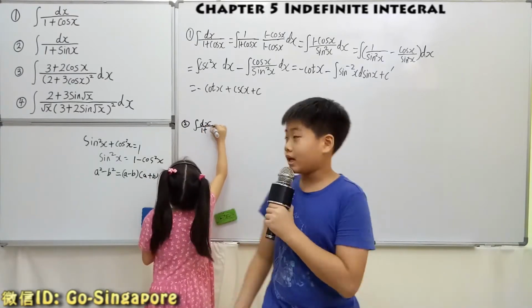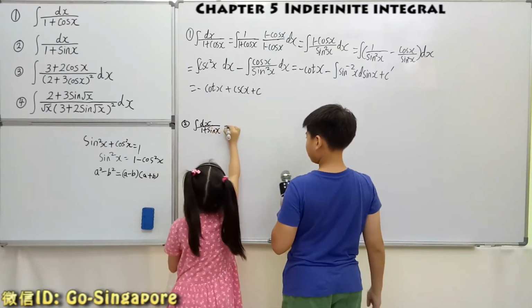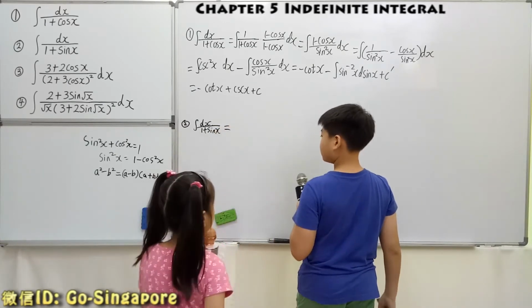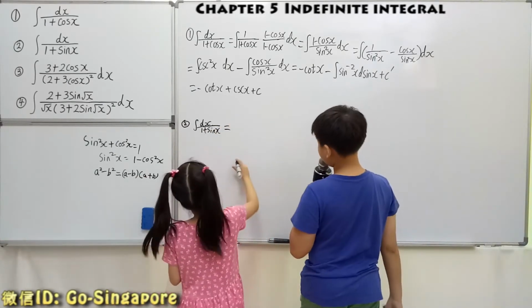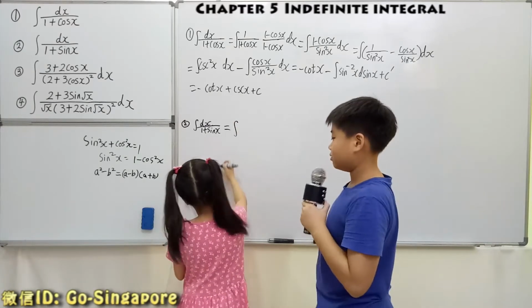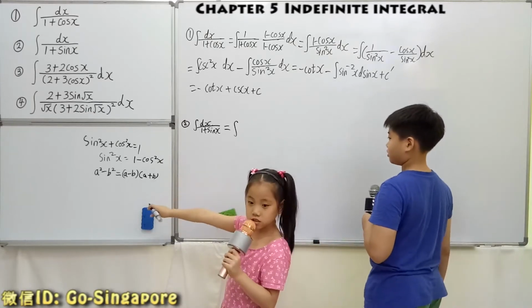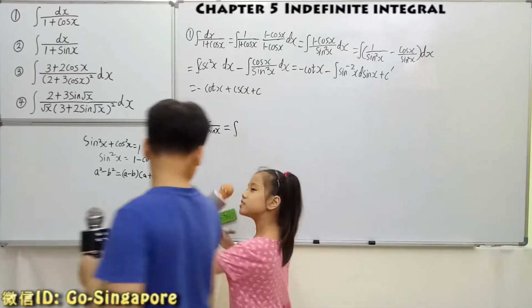The second question is integral dx over 1 plus sine x. So for this, it's about the same way, right? And write down what cosine square x equals.